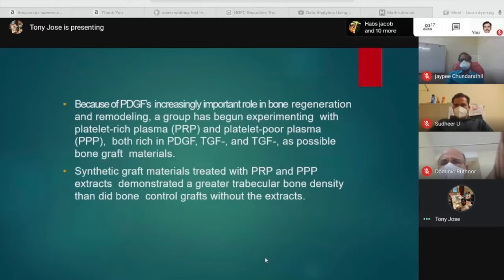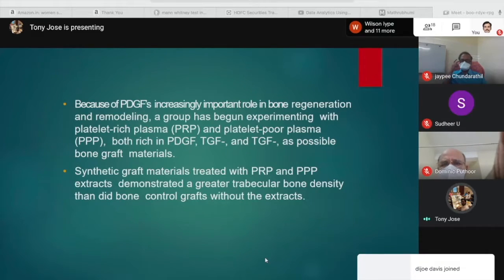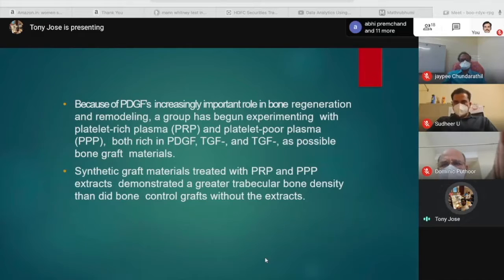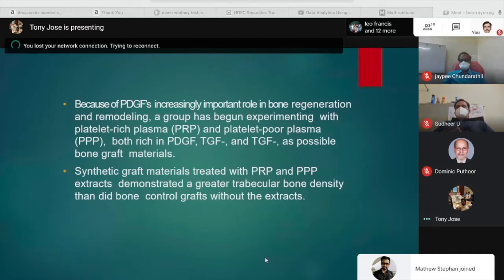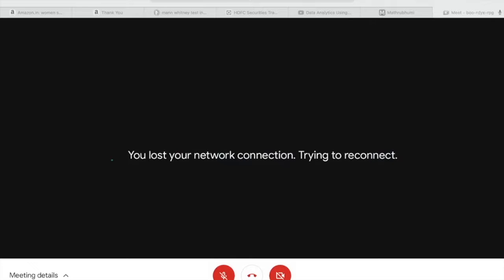fracture healing. Because of the PDGF increasingly important role in bone regeneration and remodeling, a group has begun experimenting with the platelet-rich plasma and platelet-poor plasma. Both are rich in PDGF, TGF, and as possible bone graft materials. Synthetic graft materials treated with PRP, that is protein-rich plasma, and PPP, that is platelet pure plasma, extract demonstrated a greater trabecular bone density than with bone control graft without the extract.